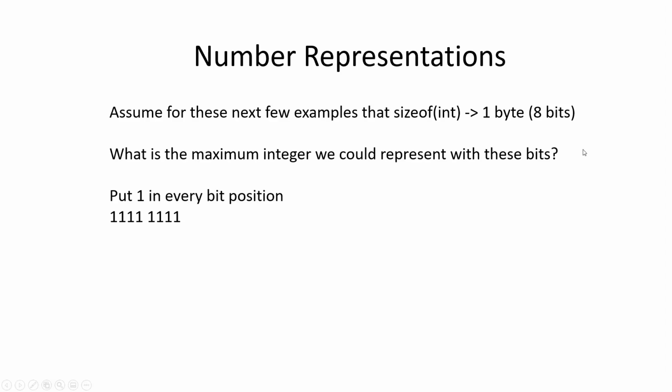All right, the easy way to think about this is to just put a 1 in every single bit position. So 1, 1, 1, 1, 1, 1, 1, 1. So all 8 of them are 1s. If we did all zeros, then that would represent the number 0.